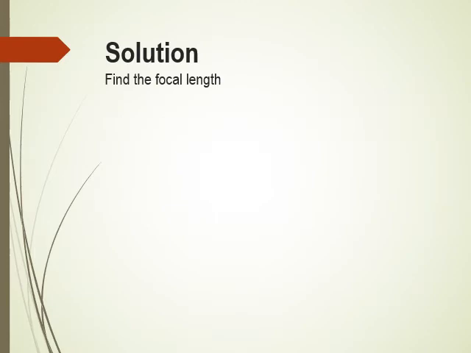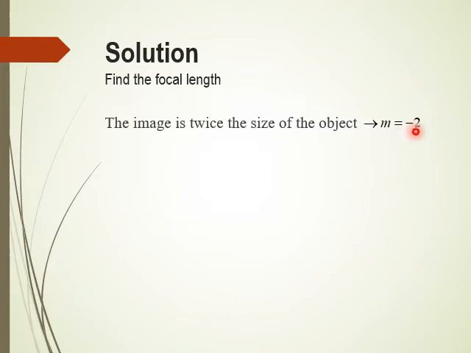In order to determine the focal length, we need the object distance and also the image distance. But in this question, you are not given any of this information. If you look at the question again, the information that you have is the magnification. According to the question, the image is twice the size of the object, which tells you that m equals 2. But why the negative sign? How do I know whether it is positive or negative?